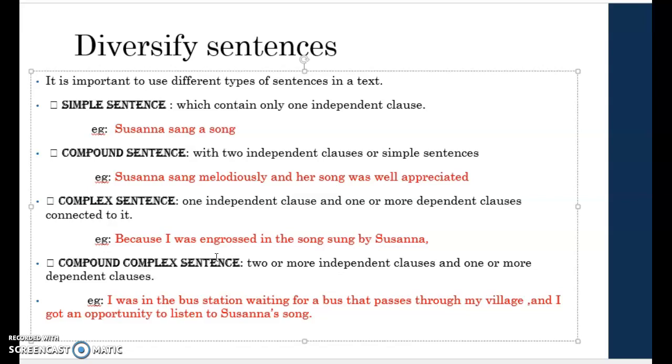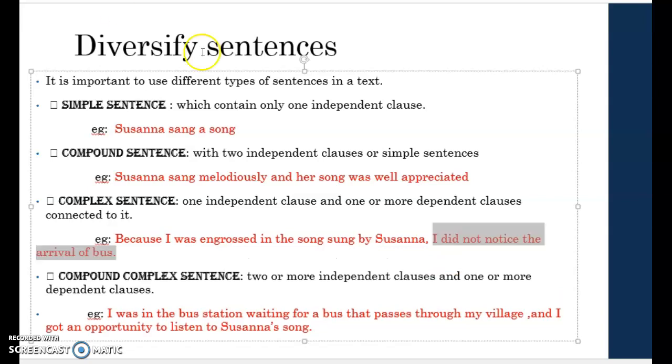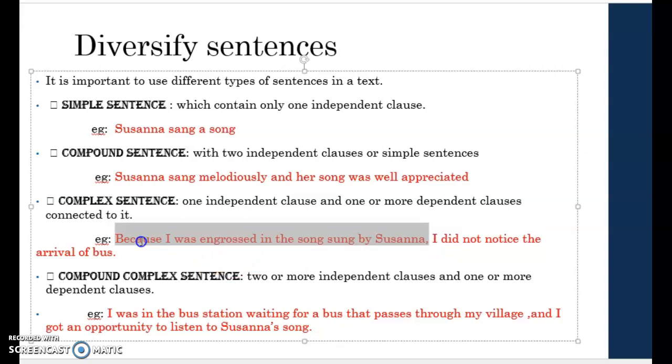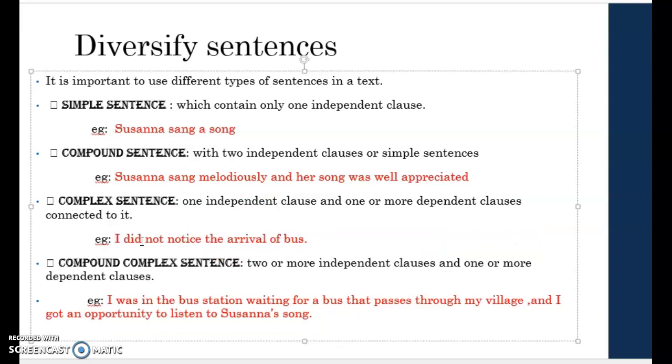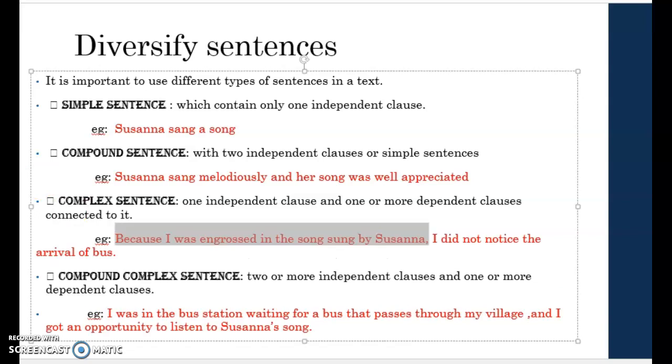Now, in case we remove this part of the sentence, "I did not notice the arrival of the bus", it does make sense. So I hope you got the difference between dependent clause and independent clause, and how it makes a complex sentence.